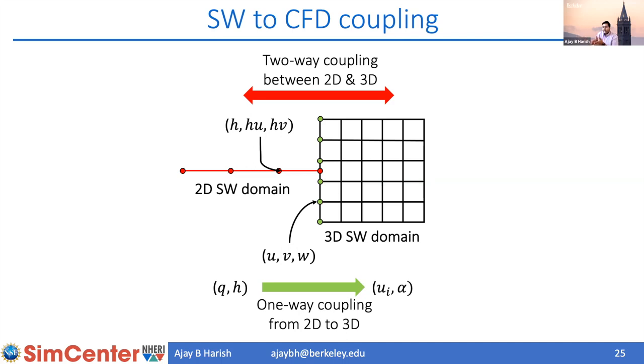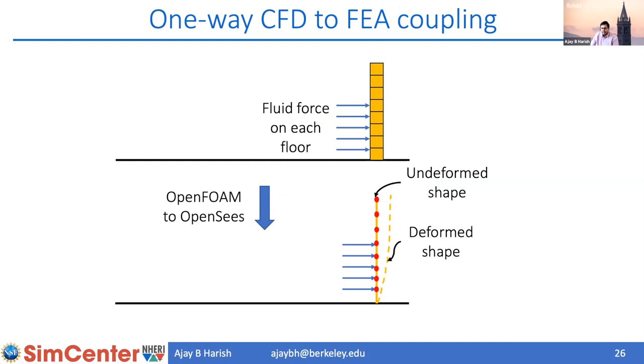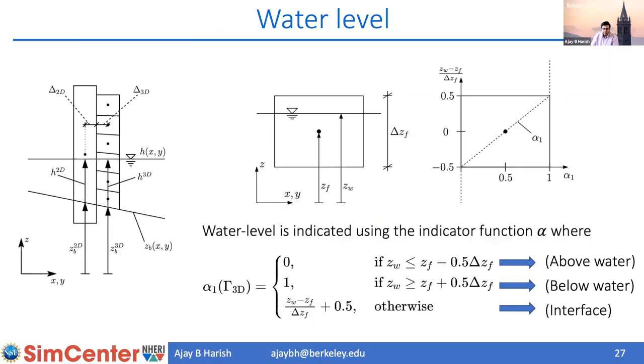Because beyond a certain point, once the fluid starts to accumulate on the left side, your simulations are wrong from then on. So we need to be careful and think about how we set up our simulations. The whole idea of this training is to focus on how we set up these simulations in a correct way. Once the OpenFOAM simulation is done, it gets the fluid force on each of these floors, and then we try to get the deformed shape of the building. Again, this is one way, but we are working on a two-way coupling for this. If somebody is interested, we would be very happy to work with them.